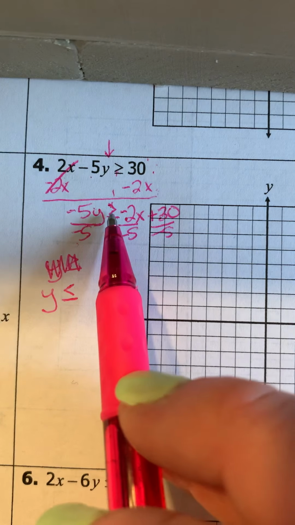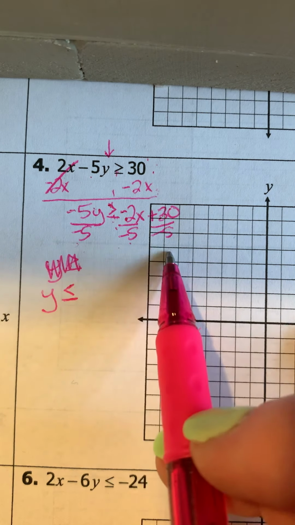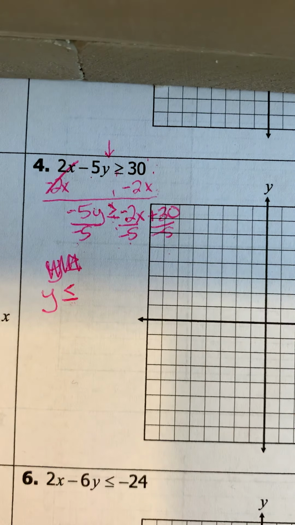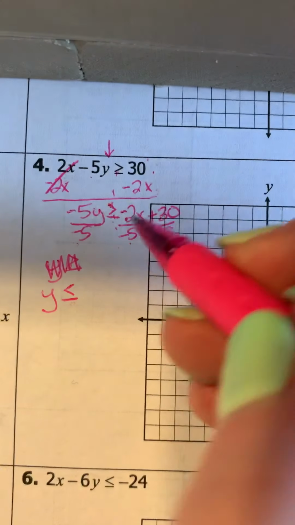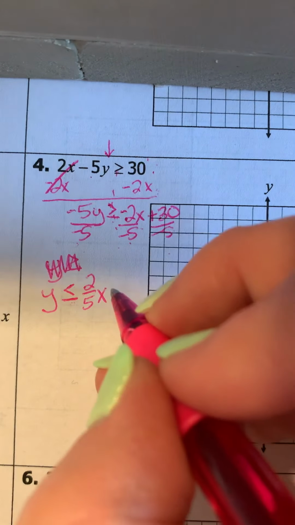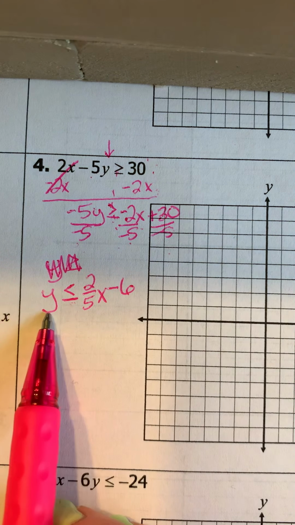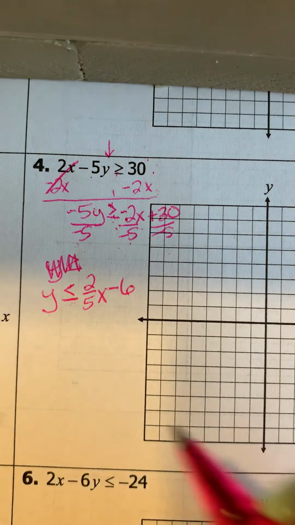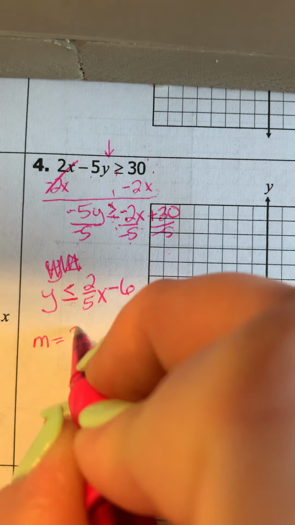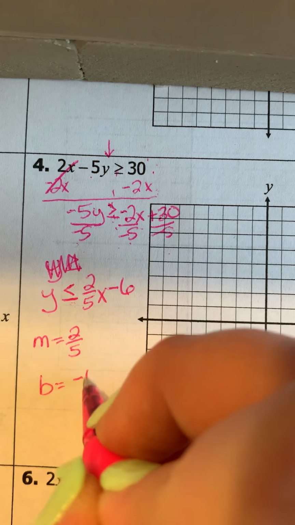So the inequality sign was greater than or equal to, but since I divided everything by a negative, I need to switch it to the less than. So now a negative and a negative make a positive, so I'm going to have positive 2/5 x. 30 divided by -5 is going to be -6. So now it's in that y equals mx plus b form. So my m is going to be 2/5, and my b is going to be -6.